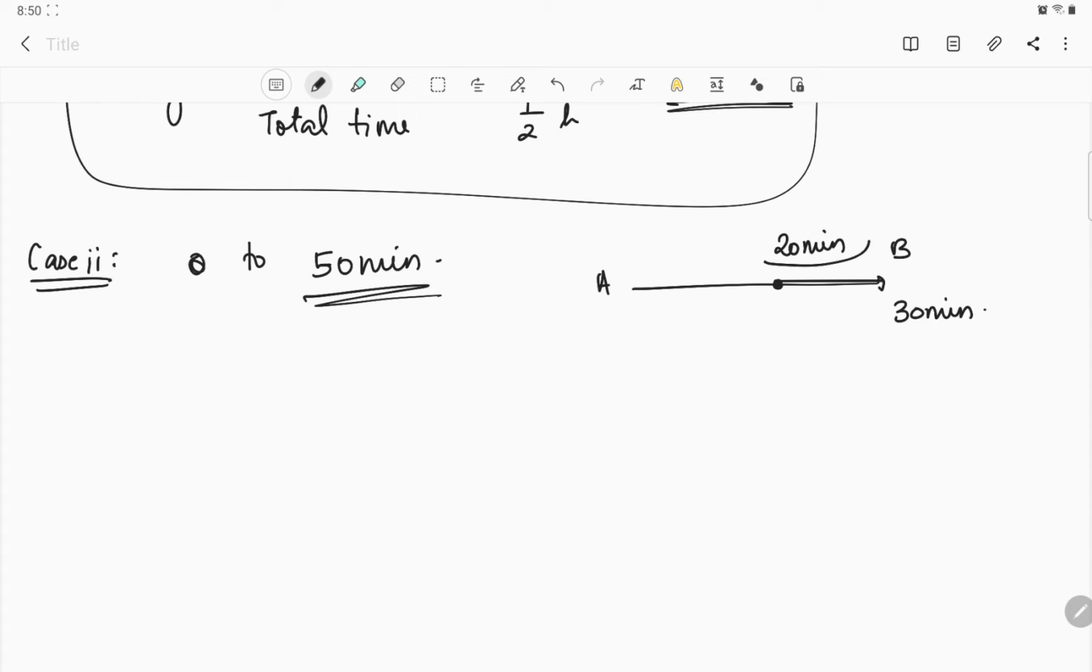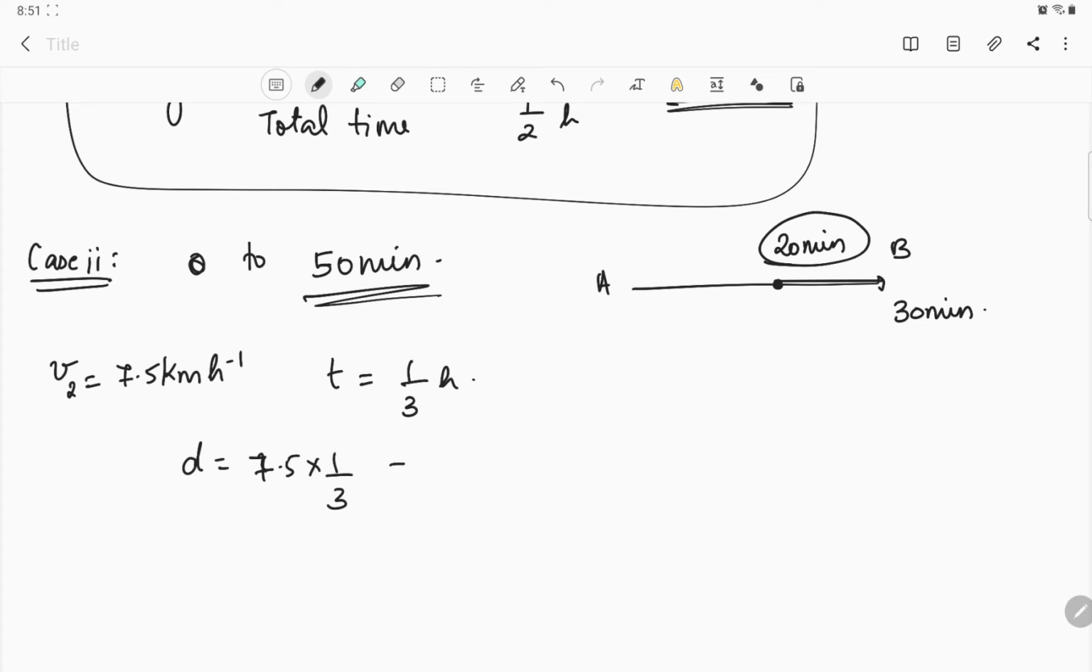Now how far will the object travel in 20 minutes? So he is traveling with a speed of 7.5 kilometer per hour on his way back, right? So 7.5 kilometer per hour is V2. All right, and the time taken from B is equal to 20 minutes. So what is the distance covered? 20 minutes can be written as 20 by 60 of an hour, so it is 1 by 3 of an hour. So I'll write 1 by 3 h. So distance is equal to speed into time. So 7.5 into 1 by 3, which is nothing but 2.5 kilometers.